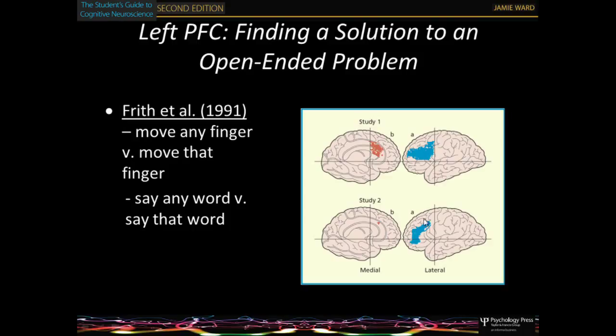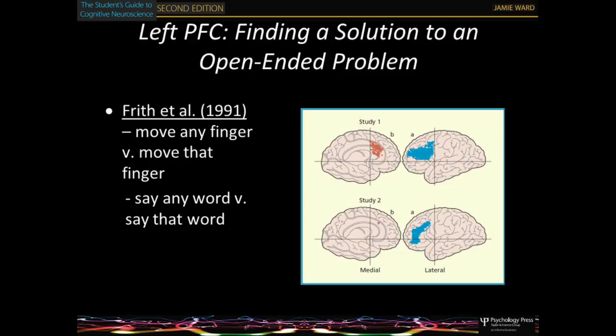So here, in blue, this is your left lateral frontal lobes. In one task, this is a brain imaging task, it's not to do with brain damage, so normal people. The task is simply that they can move any finger. They're given a cue, and they choose which finger to move. The baseline task is that they're told which finger to move. So simply choosing a finger to move versus being told activates your left frontal cortex, and it's not to do with the hand that you're moving.